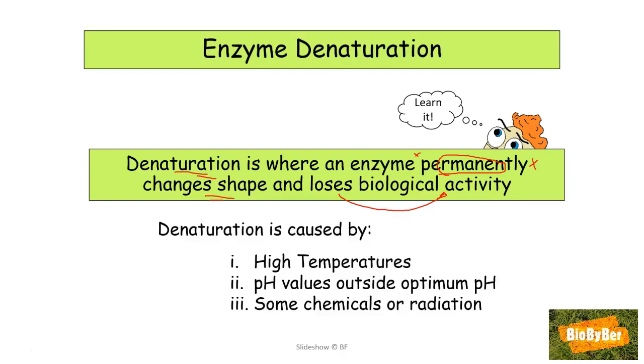Denaturation is caused by high temperatures, as we've just said, pH values outside the optimum pH, and some chemicals or radiation can cause denaturation.